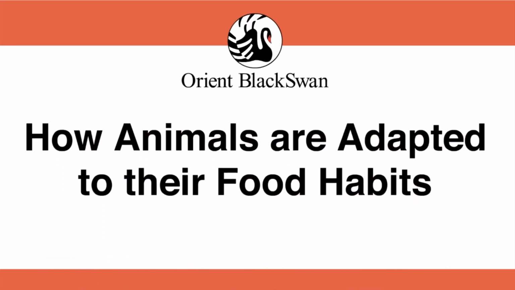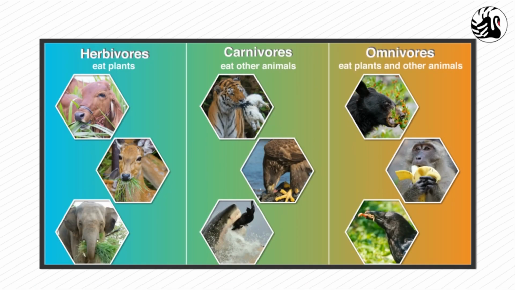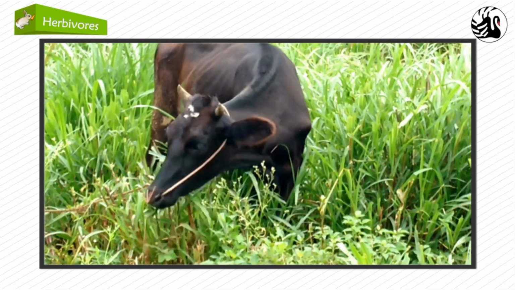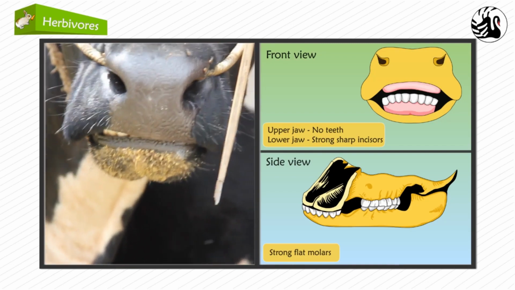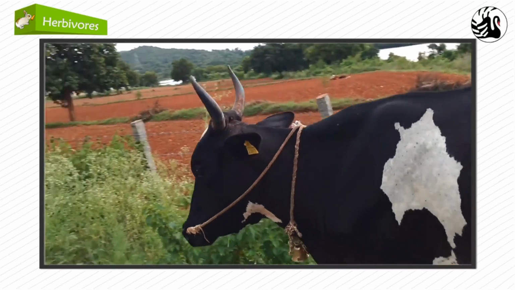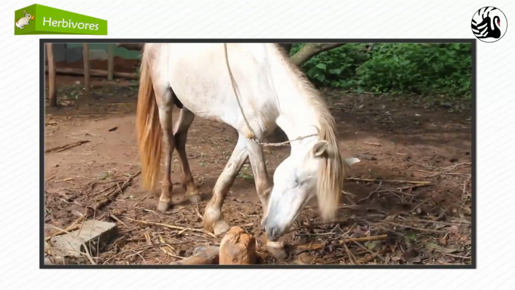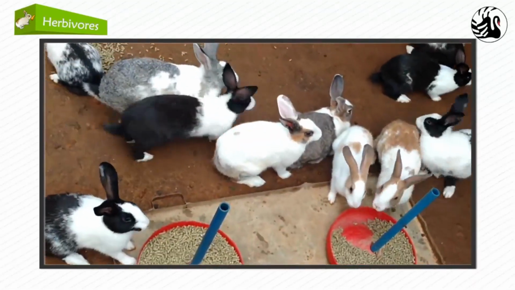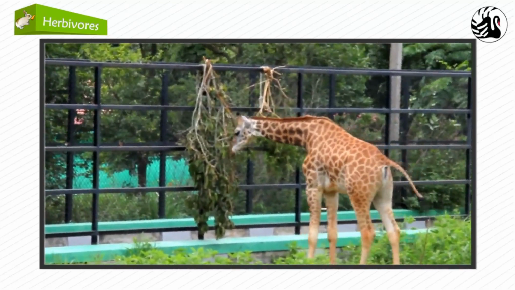How animals are adapted to their food habits. Different animals have different adaptations depending on their food habits. The cow is a herbivore. It has large, flat teeth to chew grass. It protects itself with its horns. The goat, deer, horse, rabbit, and giraffe are some other herbivores.